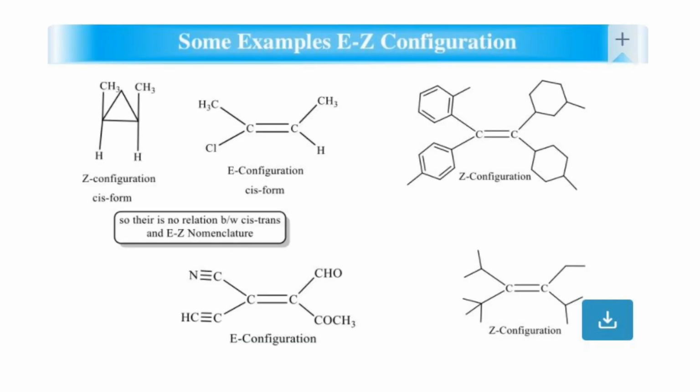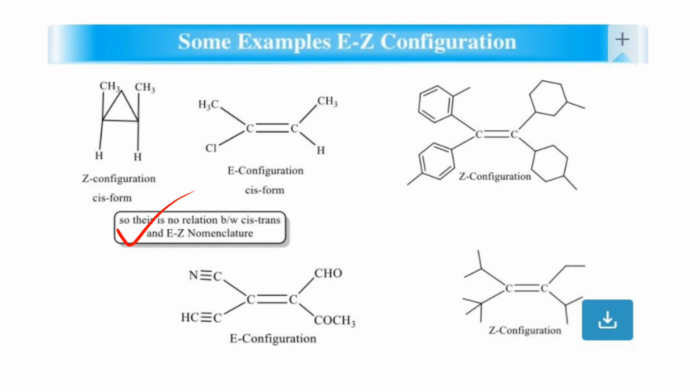Next, some examples of EZ configuration. This is an example of Z configuration. Here, same side, Z configuration. Here the high priority groups are on the opposite side, therefore E configuration. In this one, the two highest priority methyl groups are on the same side, therefore Z configuration. This is a cis form. In this case, this is a cis form, but the configuration is E because the highest priority groups are on the opposite side. So there is no relation between cis-trans and EZ nomenclature.